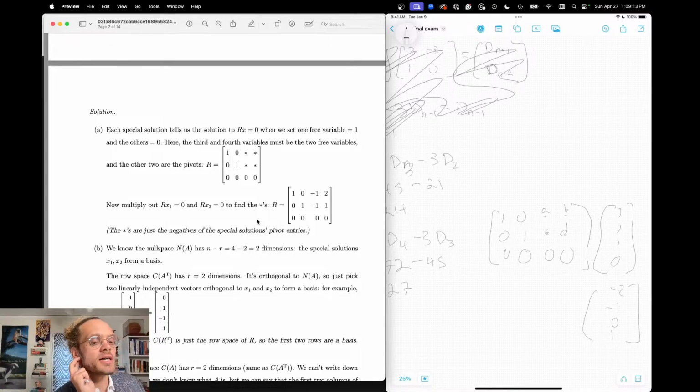So the null space has n minus r, the number of columns minus r. Yep, 2 dimensions. The special solutions form a basis. The row space has 2 dimensions. It's orthogonal to the null space. So I need to pick 2 linearly independent vectors that are orthogonal to x1 and x2 to form a basis.